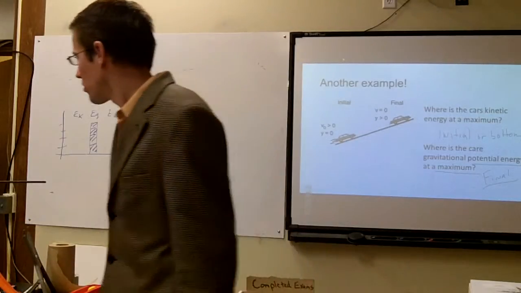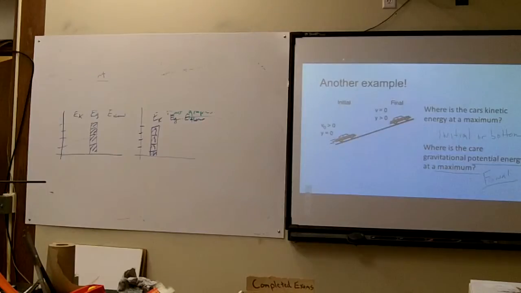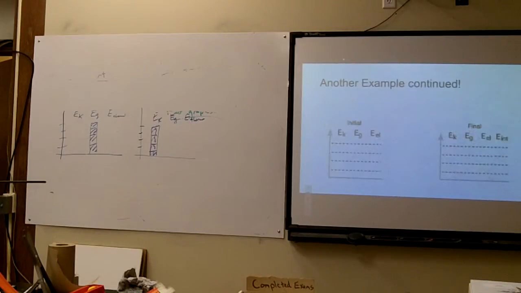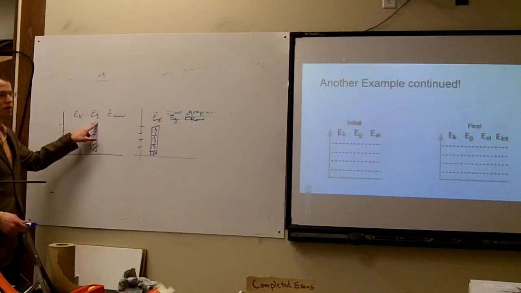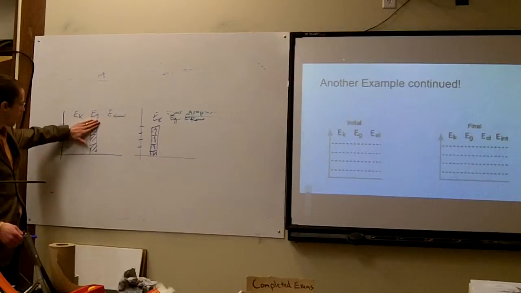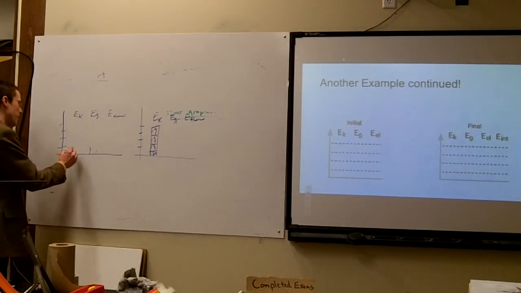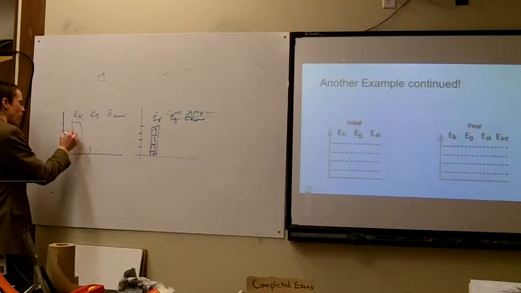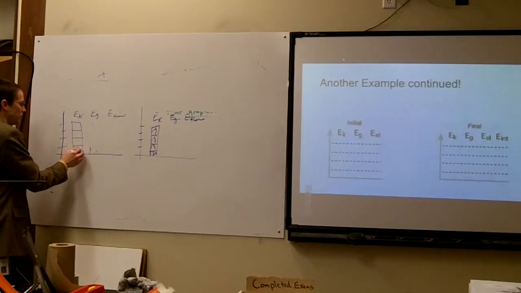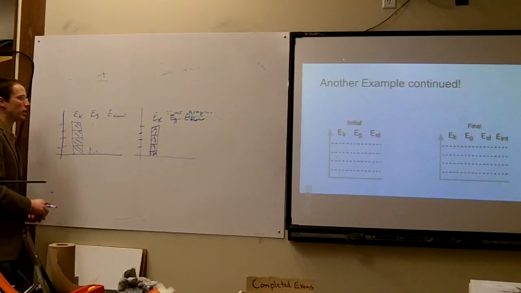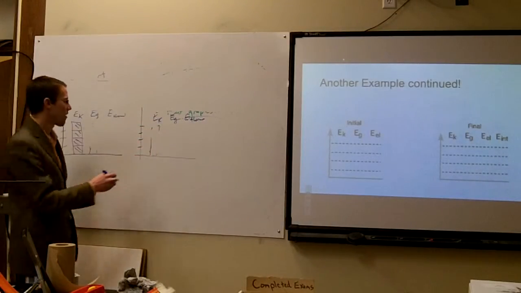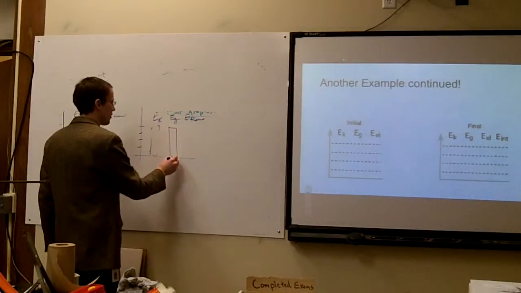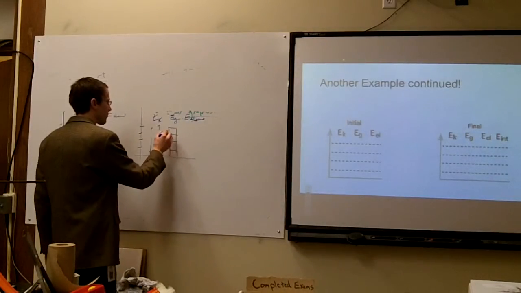All right. So when we're doing our graph, initially, what do we have? Kinetic or gravitational? We actually have kinetic this time. And since we end higher, what do we have at the end? Gravitational.